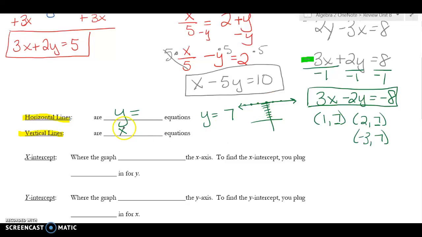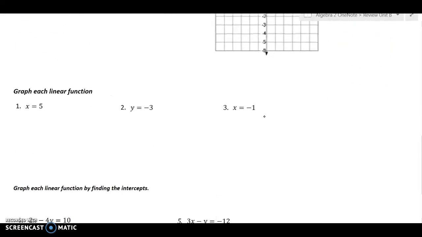Vertical lines are x equals equations. I'll change color so you can see what's going on. For this one, if I have x equals negative 3, I go to negative 3, and any point I have is over 3, negative 3. So it's a vertical line. It's supposed to be straight, but my dots are a little crooked, but that's okay. All right, look at these examples and see if you can do these three. When you think you have them, press pause and you can check your work.